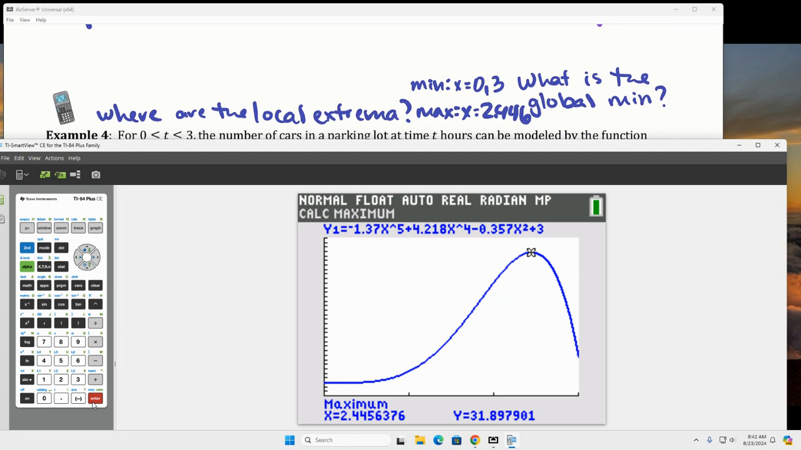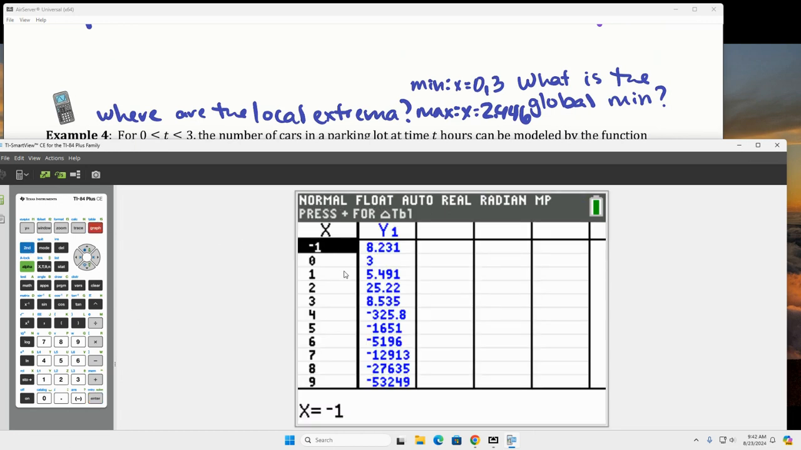And to find the value at 0, probably the easiest thing to do is just go to the table. So the least amount of cars that are going to be in this parking lot from 0 to 3 hours is going to be 3 cars. All right, so please, please, please don't forget about the endpoints.